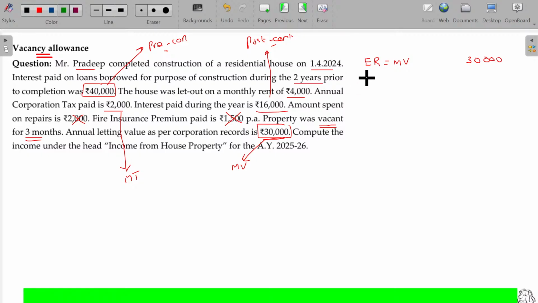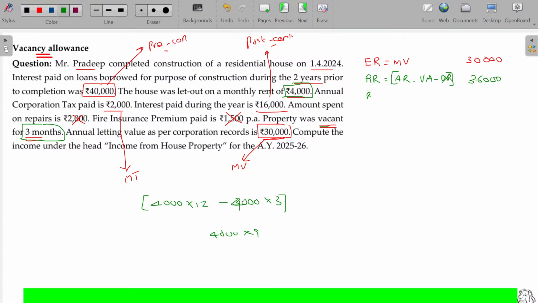And then rent received. The house was let out on a monthly rent of 4,000 rupees, 3 months being vacant. So rent received being annual rent minus vacancy allowance minus unrealized rent. But anyhow, we don't have the unrealized rent concept here. So only AR minus VA. Annual rent being 4,000 rupees into 12 months, where 3 months remains vacant. Otherwise, 4,000 into 9 months only recovered. 36,000 is the rent received.